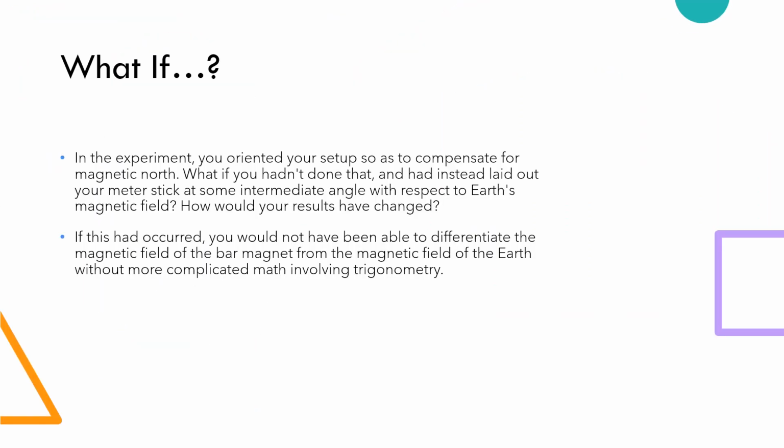What if, in the experiment, you oriented your setup so as to compensate for magnetic north? What if you hadn't done that, and had instead laid out your meter stick at some intermediate angle with respect to Earth's magnetic field? How would your results have changed? I said if this had occurred, you would not have been able to differentiate the magnetic field of the bar magnet from the magnetic field of the Earth without more complicated math involving geometry. Therefore, the way we did our setup made the math significantly easier.